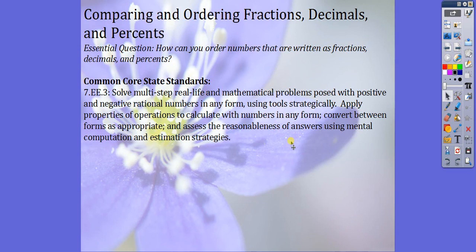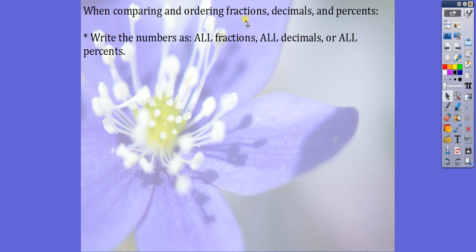Going to take what we learned yesterday about converting between decimals and percents to figure out how you can order numbers that are written as fractions, decimals, and percents. So when comparing and ordering fractions, decimals, and percents, the one and only step you need to know is that you first need to write the numbers as all fractions, all decimals, or all percents.